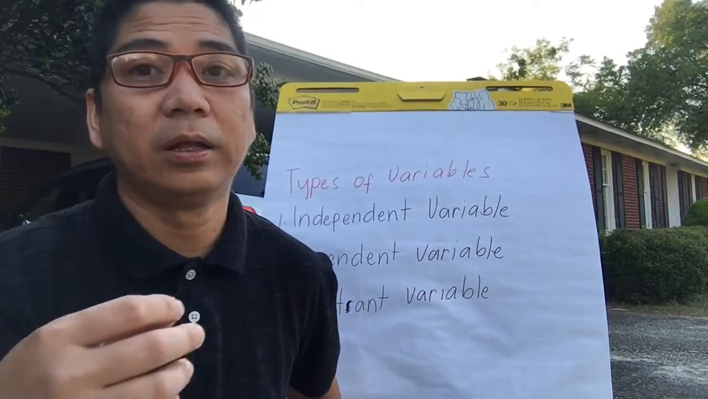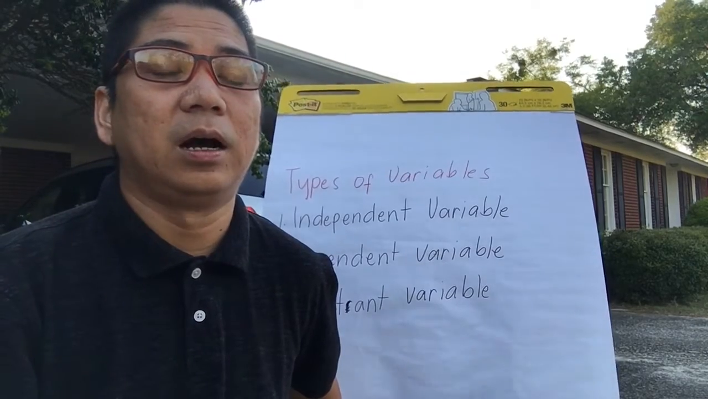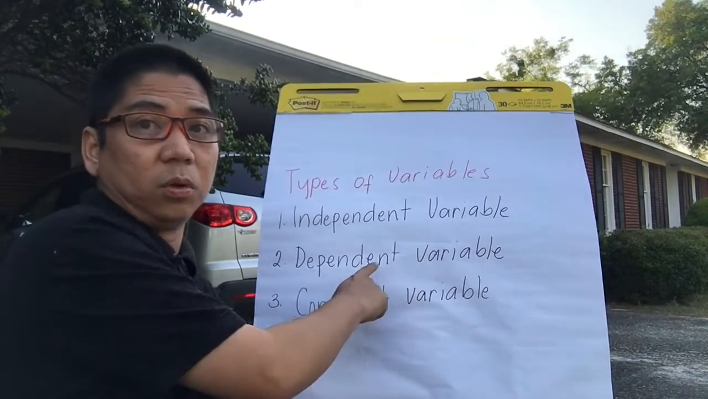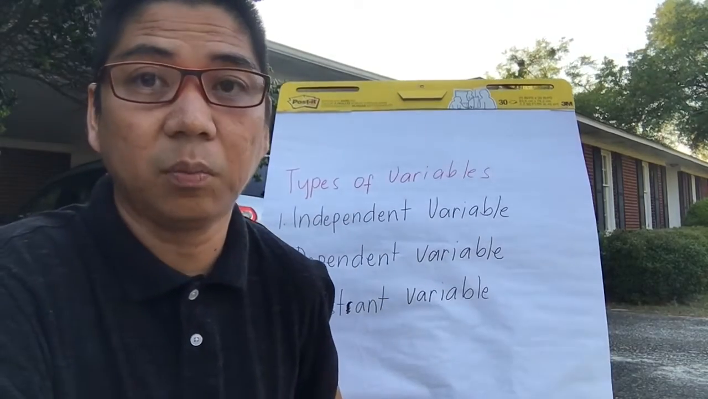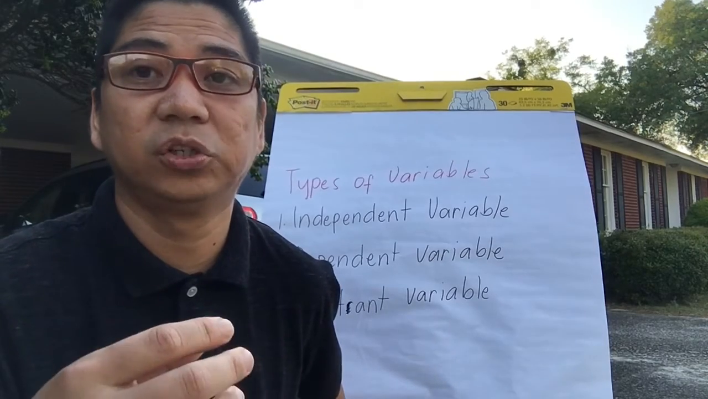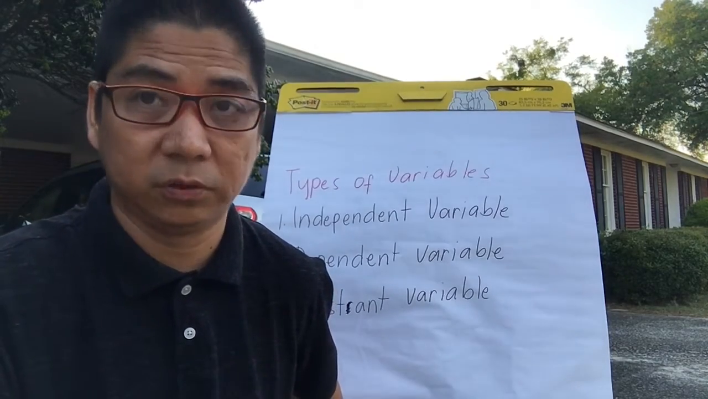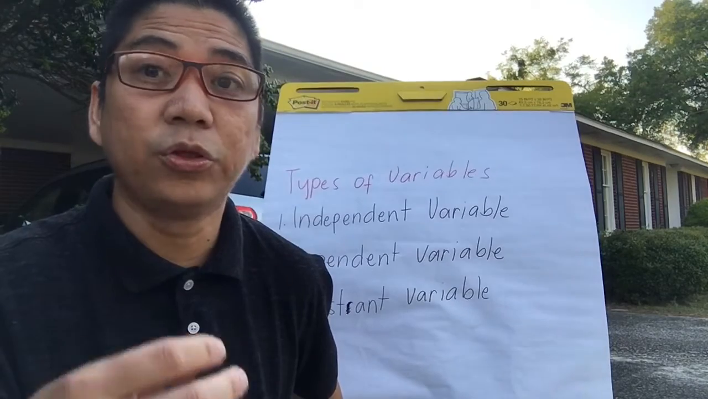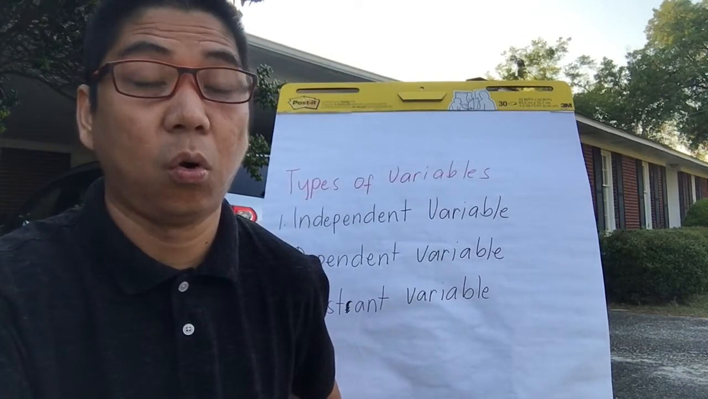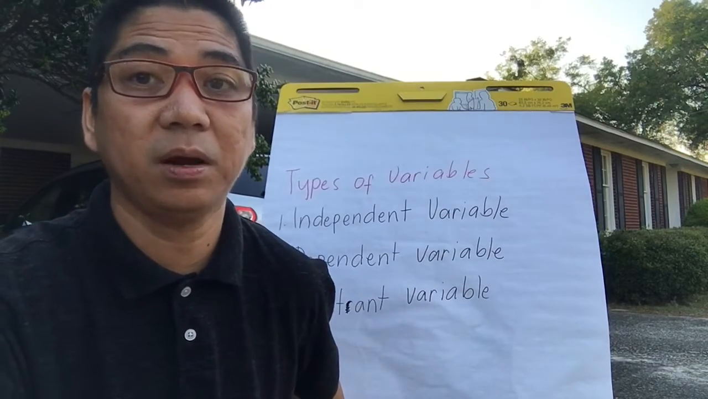All right. Now, another type of variable is the dependent variable. When we say dependent variable, this is the type of variable or the factor that is being observed or will be observed during the experiment after changing one factor or two factors in the experiment.